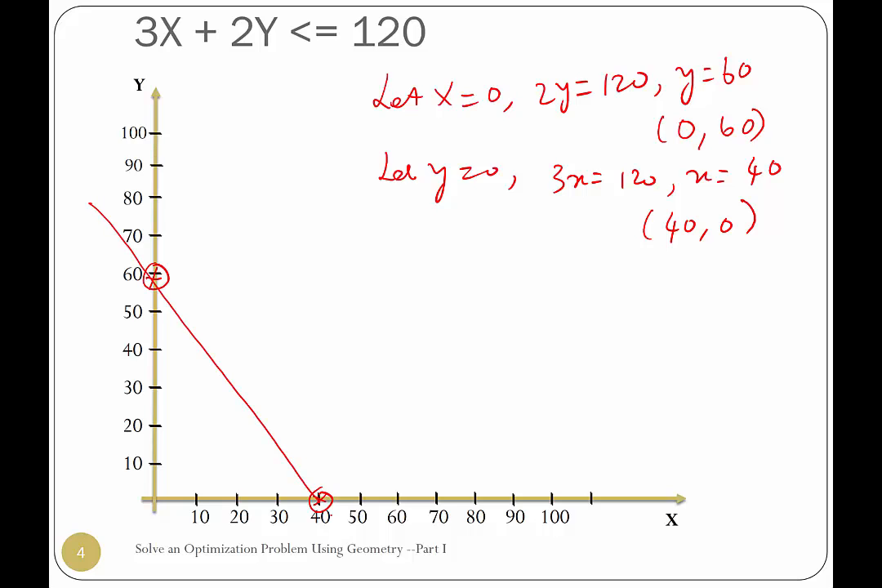And then draw a line. Any point on the line and also under the line corresponds to this equation because it has a less than or equal to sign.